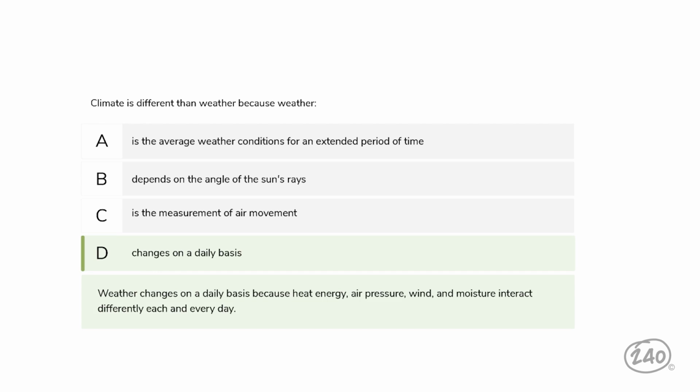Weather changes on a daily basis because heat energy, air pressure, wind, and moisture interact differently each and every day. Nice. Ready to head back to space?